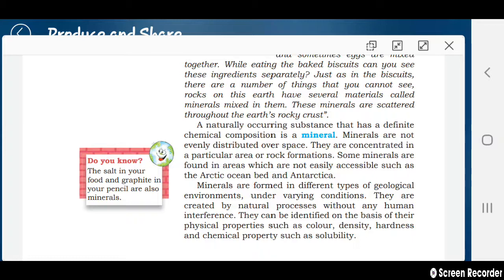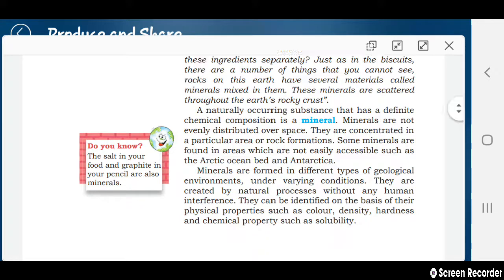Minerals are formed in different types of geological environments, under different conditions. They are created by natural processes without any interference of human beings. They can be identified on the basis of their physical properties like color, density, hardness, and some chemical properties like solubility.